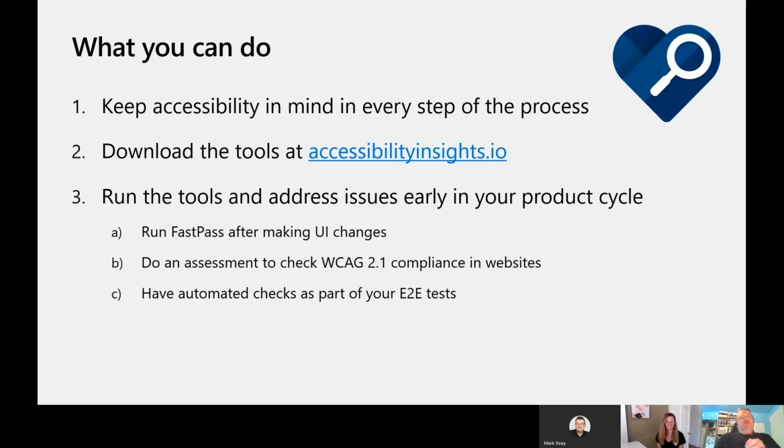So what you can do: please keep accessibility in mind at every step of the process. Download our tools from accessibilityinsights.io and use them to address these issues early in your product cycle. Run FastPass whenever you make a UI change. Do an assessment to check the WCAG 2.1 compliance in your websites and have automated checks as part of your end-to-end tests.